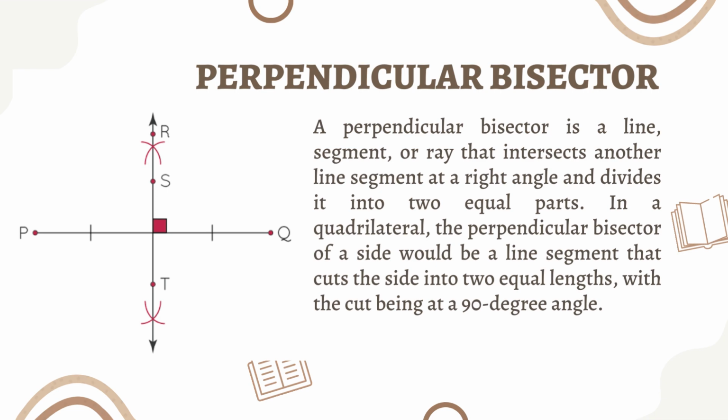So I hope the concept of bisector and perpendicular is clear. Now whenever we move to the properties of a quadrilateral, you can easily understand the terms which I use in my video. So I hope the confusion between bisector and perpendicular is clear.